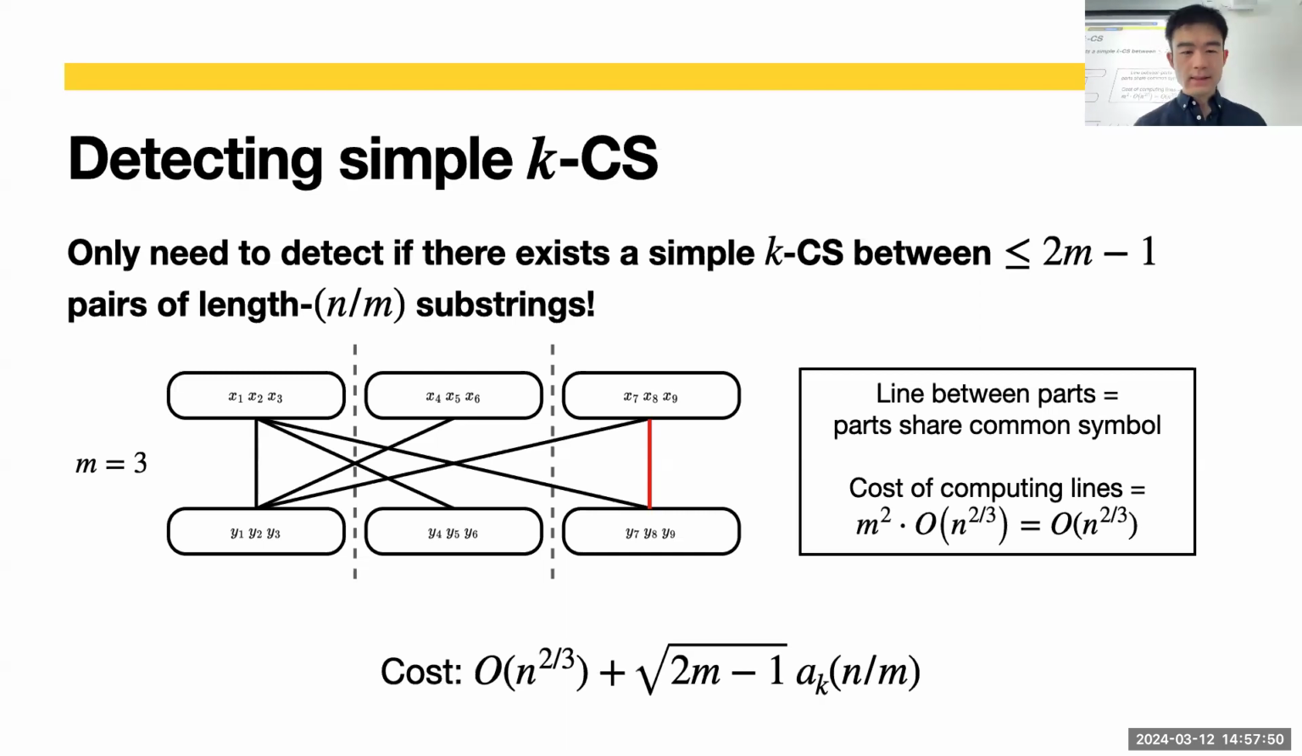And so this analysis leads to a cost using our divide and conquer framework of the following. It's order n to the 2/3, which comes from the cost of computing the lines, plus square root 2n-1 times ak of n over m. The reason there's a square root on the 2n-1 is because we are computing an OR of 2n-1 KCS subproblems. The plus sign is a consequence of the adversary composition for a switch case, or alternatively, you can think of it as a consequence of our second strategy.